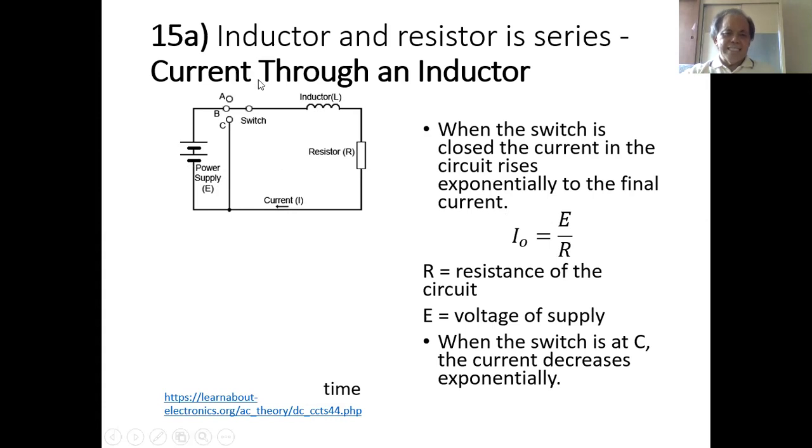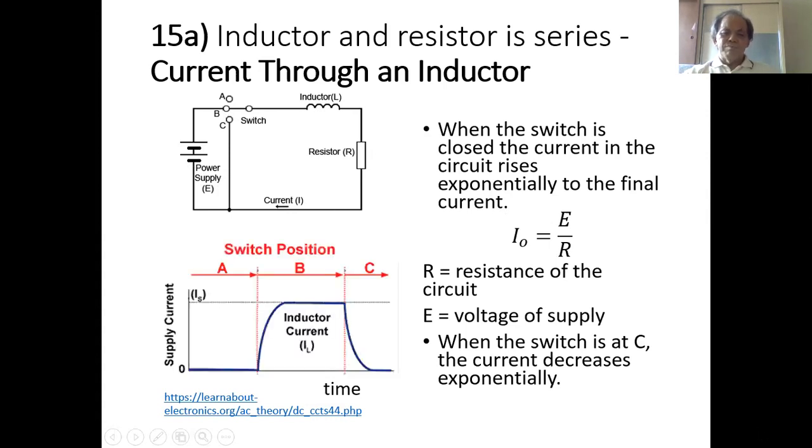When the switch is at C, remember it's not open, it is connected, the current still can flow. So this one shows you the supply current. Initially at A, open, no current. When you close point B, current rises to final value. And then when you close the switch to the other side, basically it does the same thing as what we did just now. This one clearly shows that it must have a closed path before the current will decrease exponentially.